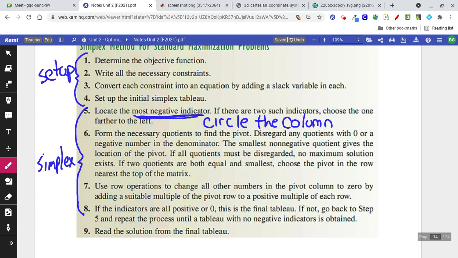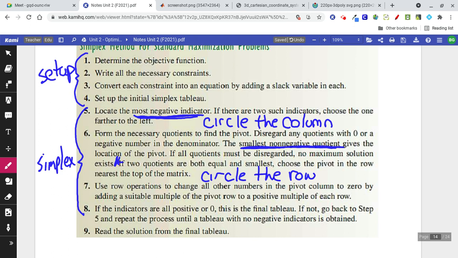Number 6, form the necessary quotients. So basically, we're going to divide the number on the right by the number in our circled column, and we look for the smallest non-negative quotient or smallest ratio. Once you find that, I want you to circle the row. Notice it says something about if there's a tie. Sometimes there'll be a tie. If the 2 quotients are both equal and smallest, choose the pivot in the row nearest the top of the matrix. So that kind of tells you what to do in case of a tie.